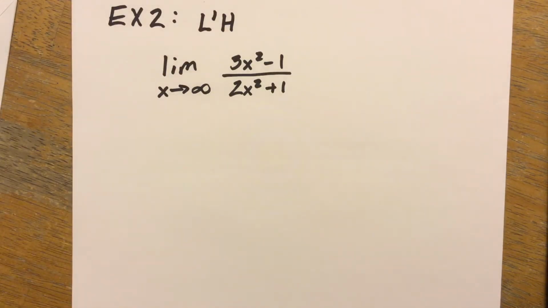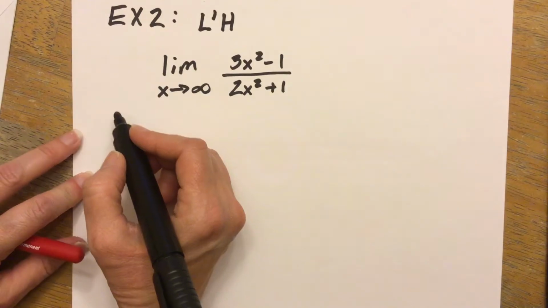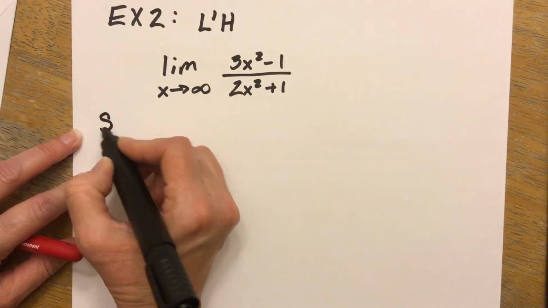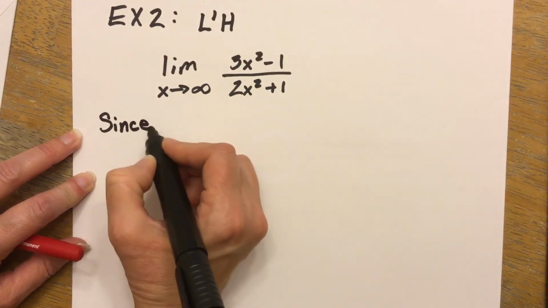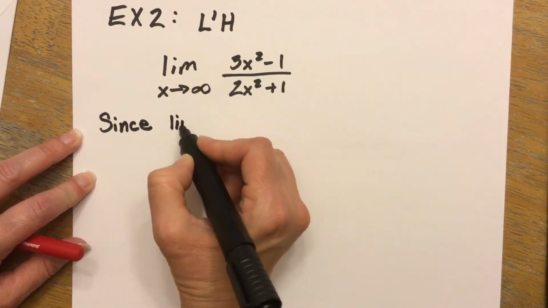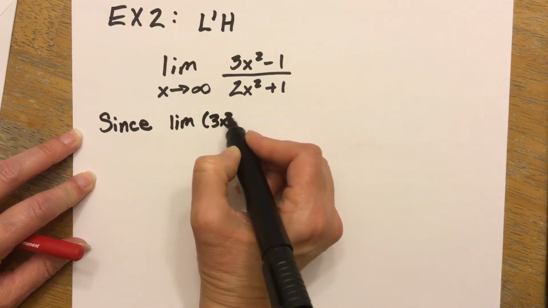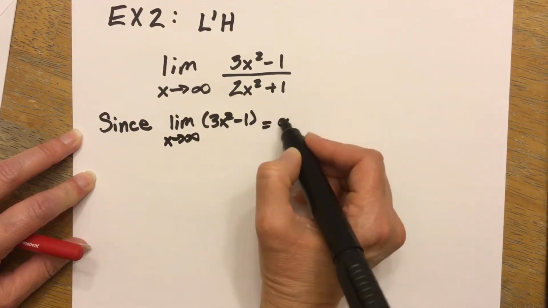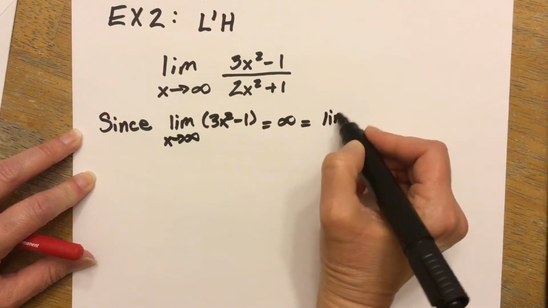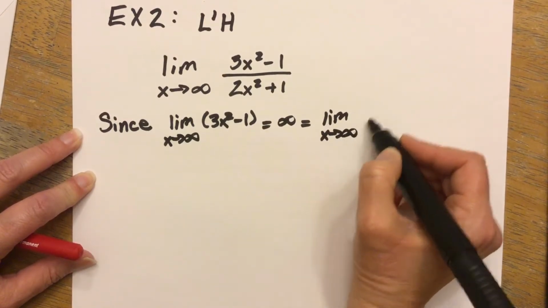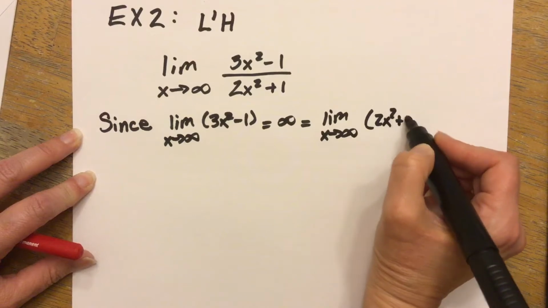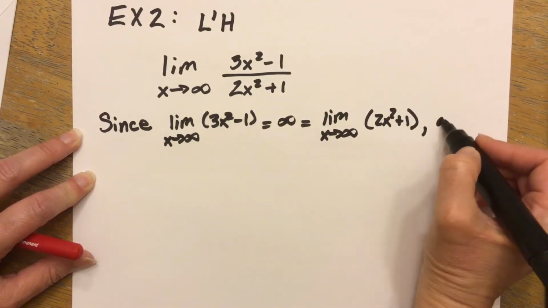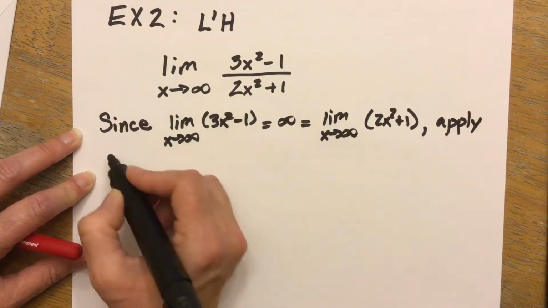So example 2 wants us to apply L'Hopital's again. So we need to check to see if we have an indeterminate form. Since the limit of 3x squared minus 1 as x approaches infinity equals infinity, which is equal to the limit as x approaches infinity of this denominator 2x squared plus 1, we're allowed to apply L'Hopital's.